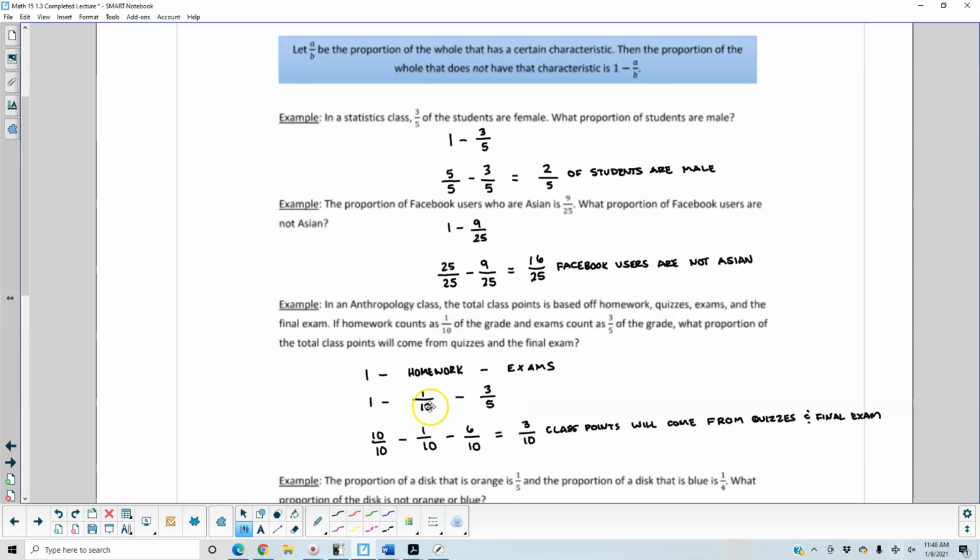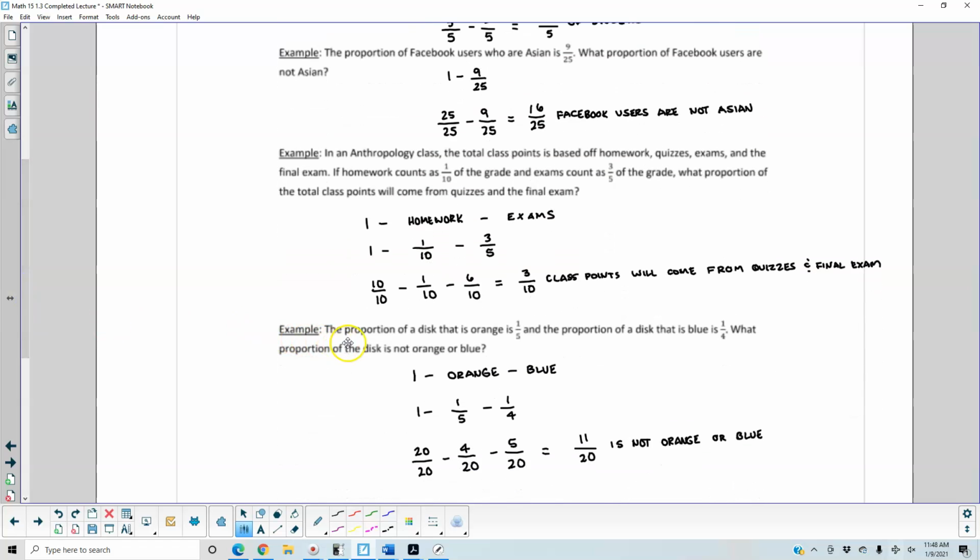Well, since we have two fractions that have denominators of 10 and 5, we're going to find a common denominator between 5 and 10, which is 10. So the 1 whole can be written as 10 over 10 minus 1 over 10, and then 3/5 written with a denominator of 10 would be 6 over 10. So we're going to take 10 minus 1, which is 9, minus 6, which is equal to 3 over 10. So 3/10 of the class points will come from quizzes and the final exam.